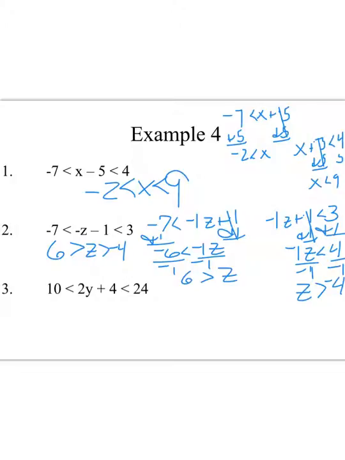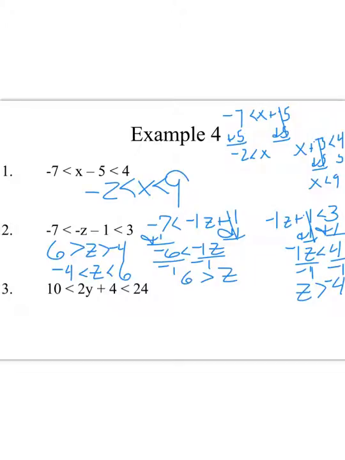Typically, this answer is perfectly correct. You would get full credit for it. But traditionally, we like the smaller of the two values to be on the left-hand side, kind of mimicking a number line. So you would just take this whole problem and flip it over. So -4 less than z less than 6. And either one of those answers would be fine.